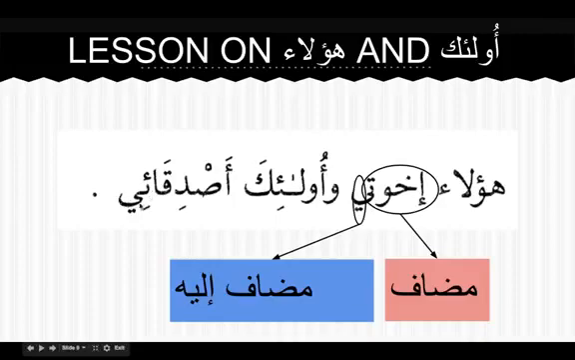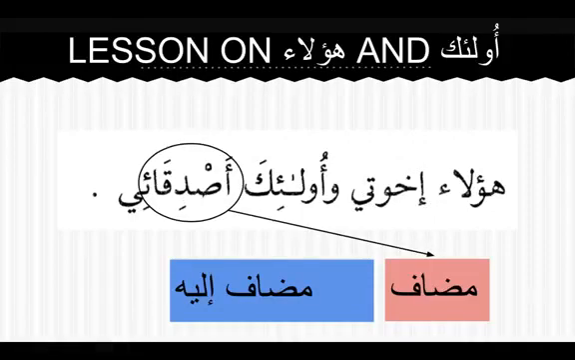Asdiqa'i, ya mutakallim, it's my, so combination of mudaf mudaf ilayhi again. So you got asdiqa', originally khabar, but because of ya it becomes kasra. And ya mutakallim is mudaf ilayhi. So these are my brothers and those are my friends.